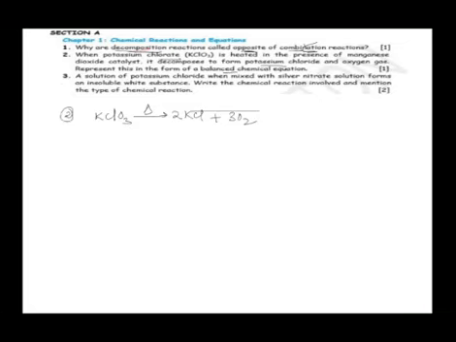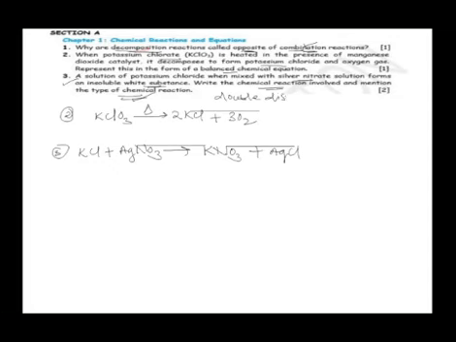This is the answer. Coming to the next question: a solution of potassium chloride, when mixed with silver nitrate solution, forms an insoluble white substance. You have to write the chemical equation involved and the type of the chemical reaction. In this case, the answer will be KCl plus AgNO3 gives KNO3 plus AgCl, and the type of reaction is a double displacement reaction.